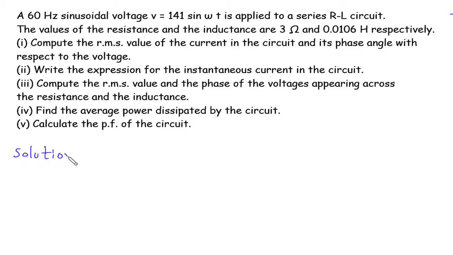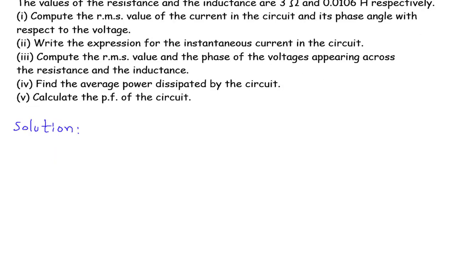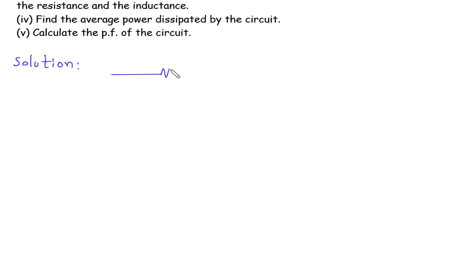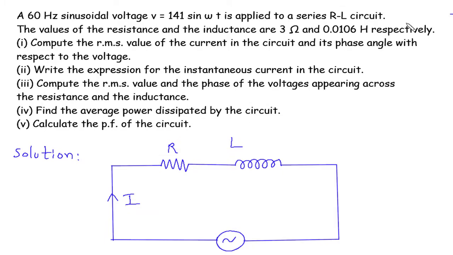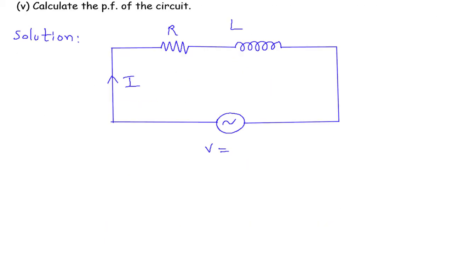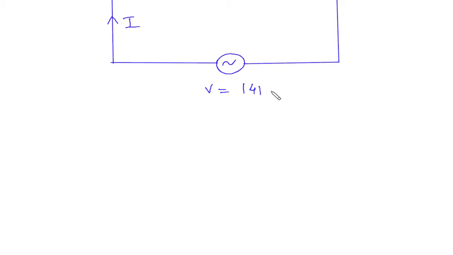Solution. So first we will draw the circuit, RL series circuit. This is resistor R, this is inductor L, and the AC supply. This is current I. This is V equal to 141 sin omega t.